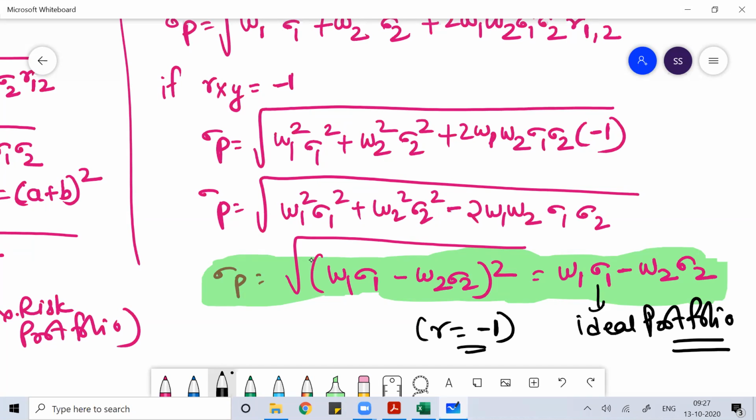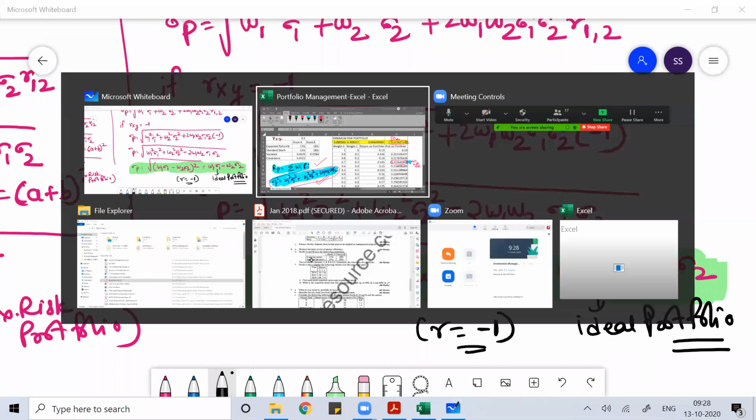Anyone have any doubt? Any doubt, anyone? So if you are clear with this, then we'll solve this problem.